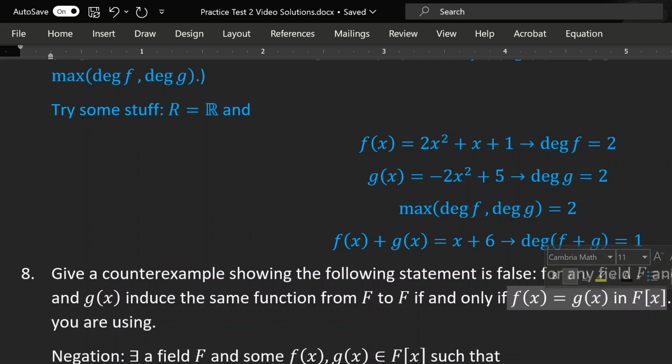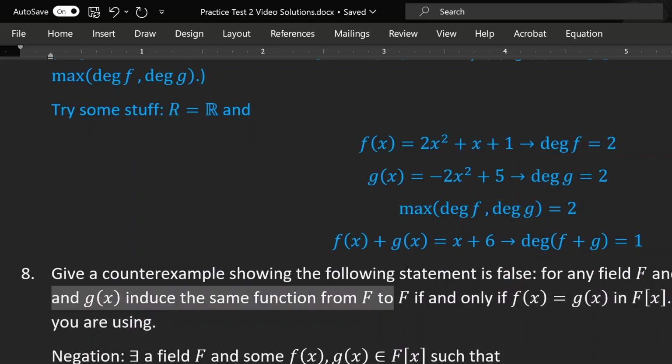But now think about that second one for a minute. If the right half here is true, the formulas are the same, the induced function will definitely be the same. If the formulas are the same, then no matter what field you're in, the induced function will be the same. Okay, so your only real choice here is to find one where they do induce the same function, so left half is true, but right half is false.